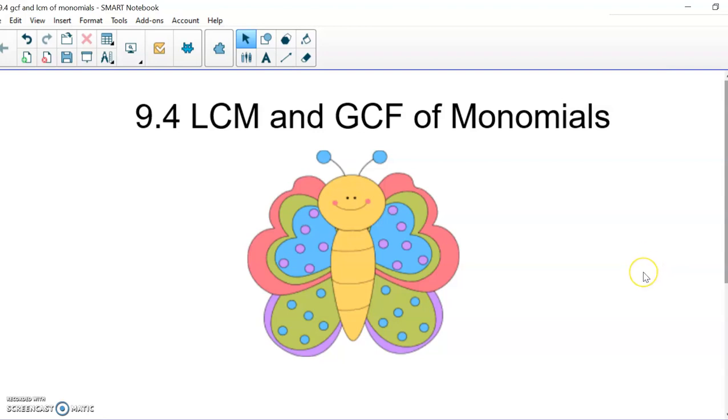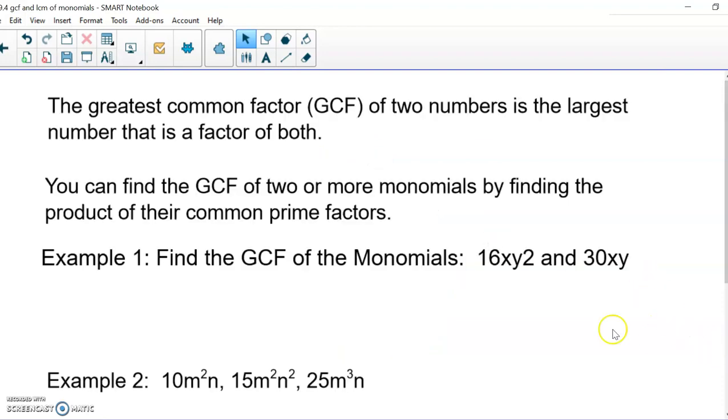This is Algebra 1, Lesson 9.4, LCM and GCF of monomials. Just as a reminder, what is a GCF? GCF stands for the greatest common factor. If you have two numbers, it's the largest number that is a factor of both. That means what number goes evenly into both of them.